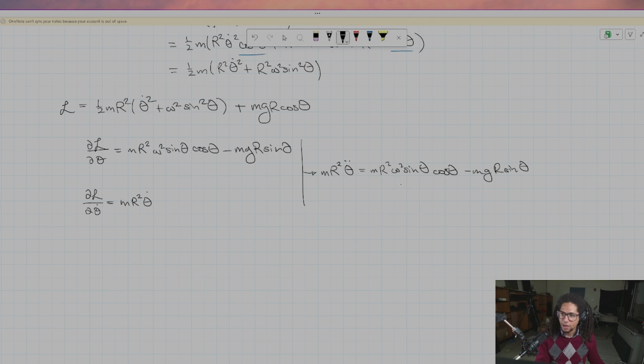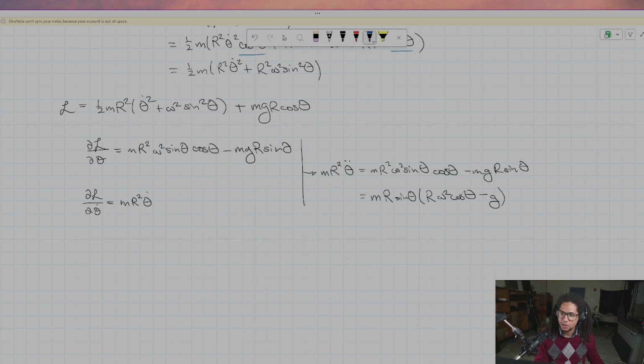Or if you want, I can group some of these terms. So I can, for instance, pull out an m and an r and a sine theta. And what's left over is r omega squared cos theta for the first term minus g. Good. And if I wanted to get some intuition, where are these terms coming from?